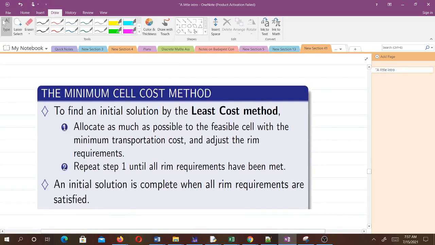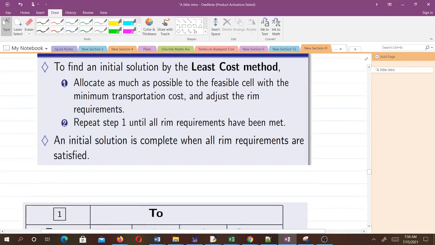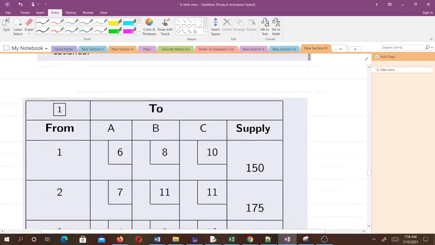Then we go to the minimum cell cost method, or the least cost method, which is, I think, the simplest. With that one, this is what we do. We allocate as much as possible to the feasible cell with the minimum transportation cost and adjust the rim requirement. We repeat step 1 until all the rim requirements have been met. An initial solution is complete when all the rim requirements are satisfied.